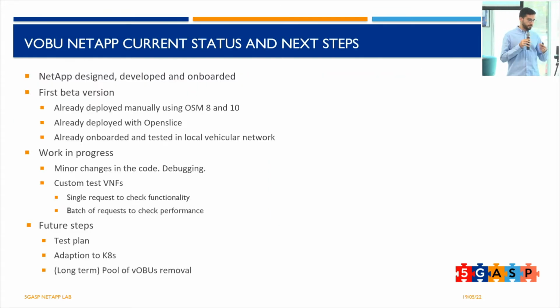Regarding, for example, the state of our network application, we already have, as I mentioned, the first beta version. We have it designed, developed, and we have even performed some local testing using the Robot Framework and a subset of capabilities of the CI/CD manager that was presented before, not in an automated way, but in a manual way, but we are on it. So we have this first proof of concept.